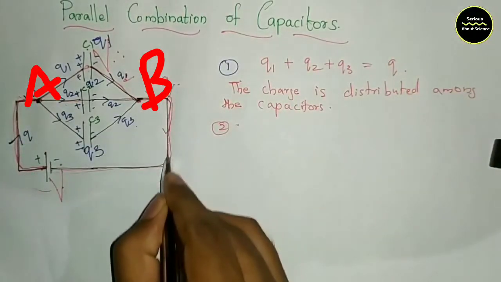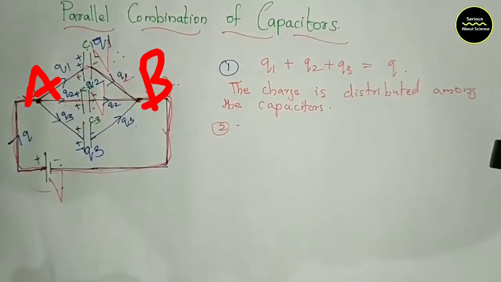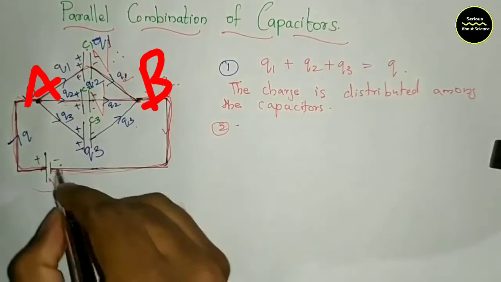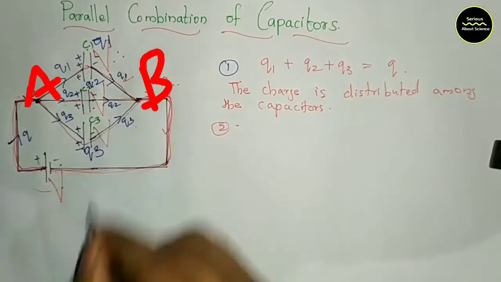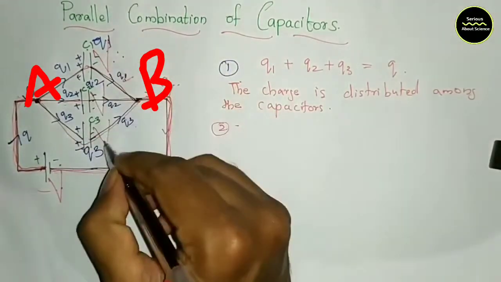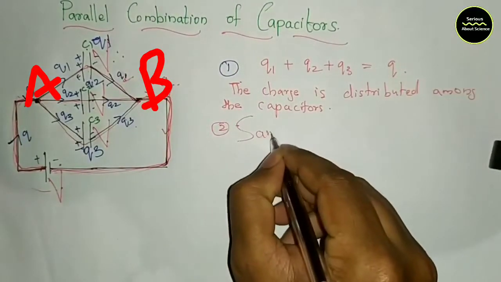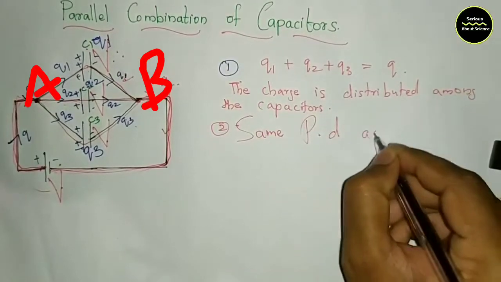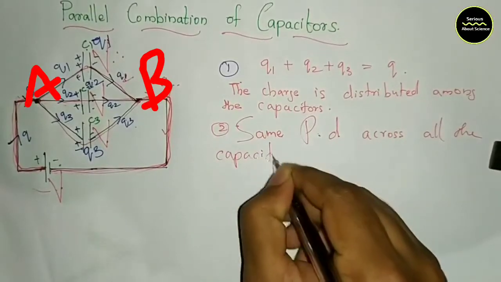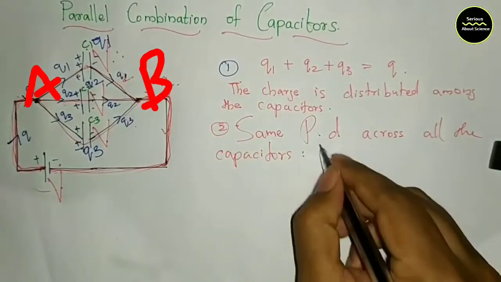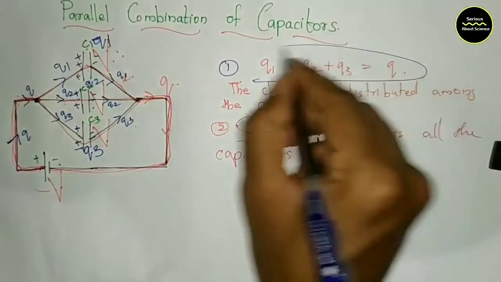Since they are connected across equal points, all the capacitors C1, C2 and C3 are connected towards the equal ends A as well as B. That's why the potential difference across C1, C2 and C3 will be the same, that is V. So here only Q is changing, but the potential difference V will remain the same. Total charge Q will be given by Q1 plus Q2 plus Q3, but potential difference will be the same in parallel combination of capacitors. Now we are beginning the derivation.